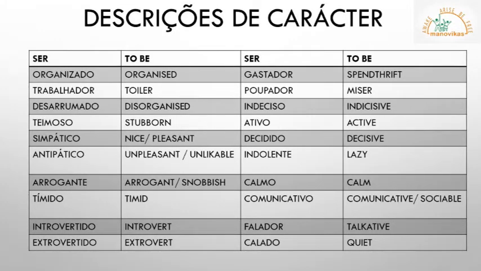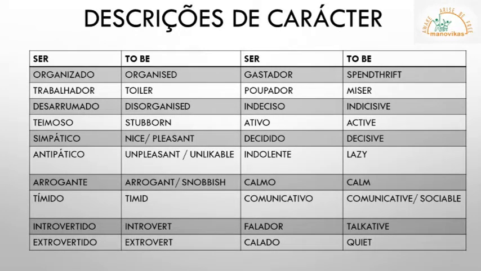Now you have people who are spendthrifts and misers. People who love to save, don't like to spend, right? So a spendthrift is called gastador, and someone who saves or who's a miser is called a poupador. Poupador, poupadora, gastador, gastadora. Indeciso. When someone is indecisive, that person is called indeciso.